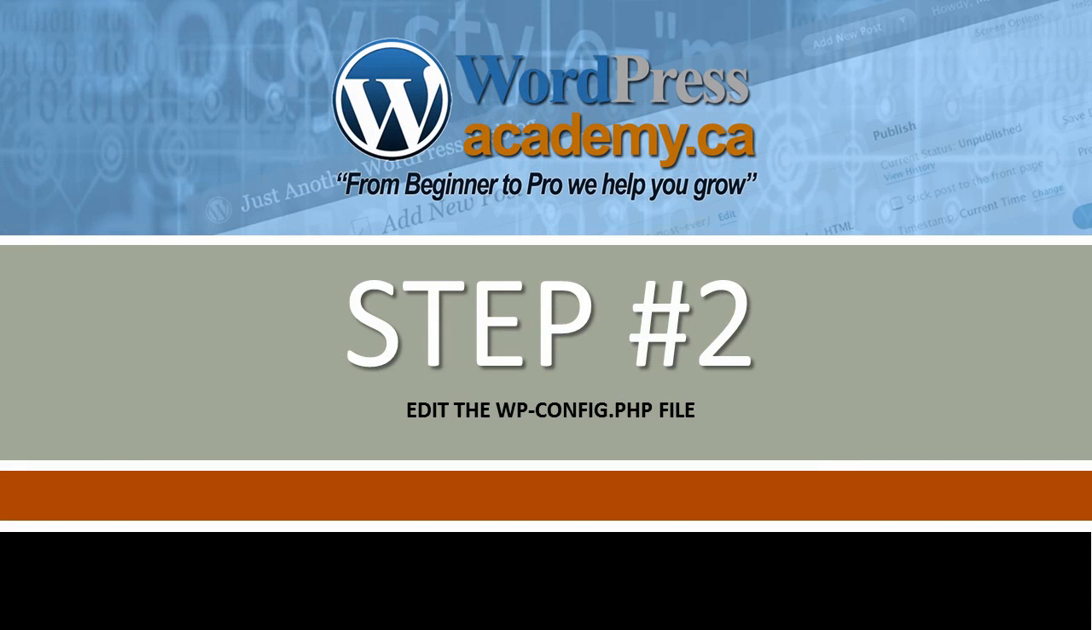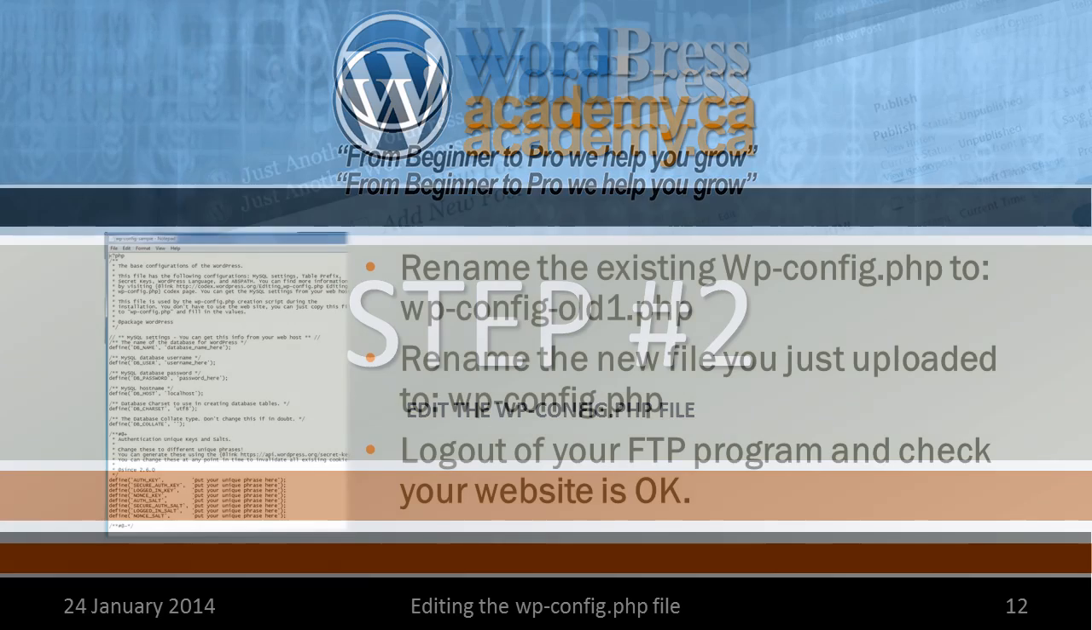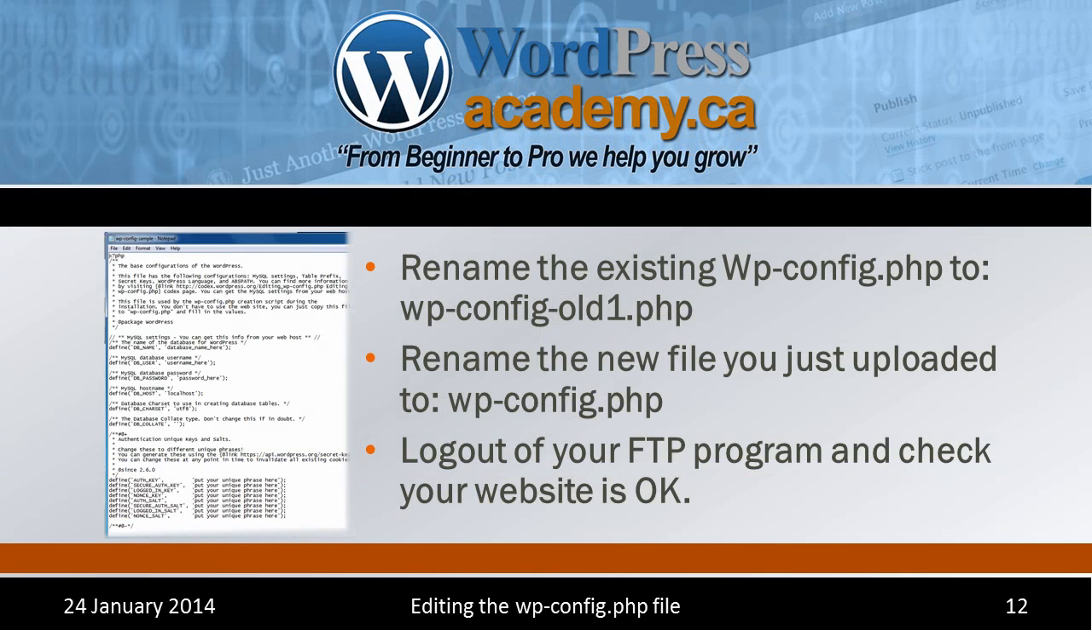Once you have uploaded the new file to your server, rename the existing wp-config.php to wp-config-old1.php. Then, right away afterwards, rename the new file you just uploaded to wp-config.php. This is very important. You don't delete the old file in case something goes wrong.